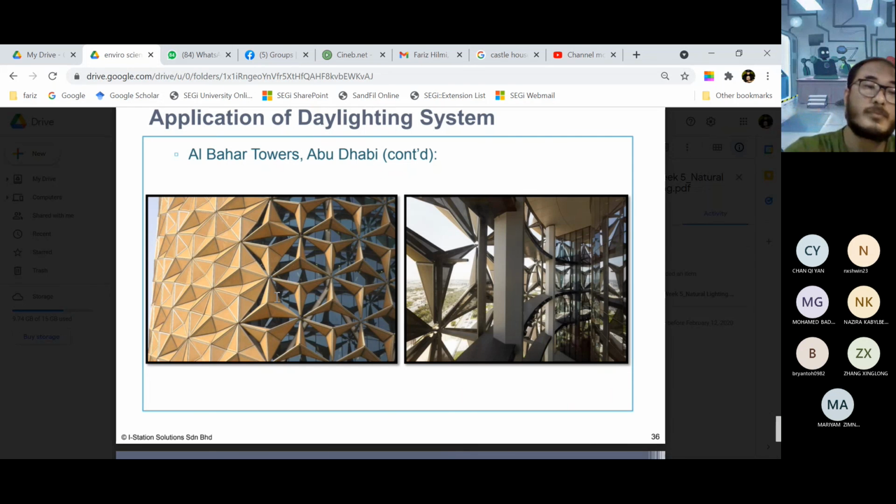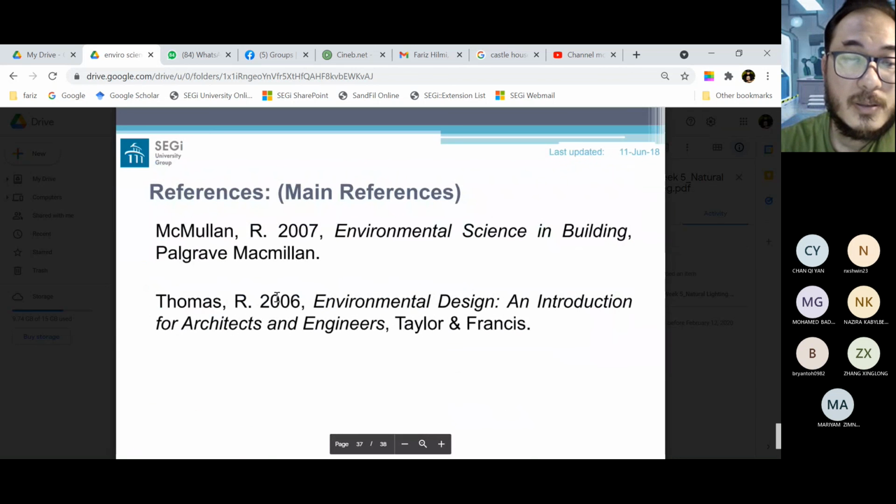This facade is actually alive. They can close and open whenever it is needed. If it is too hot, then it is closed. If nothing happens, then they can open the daylight system. It is helping a lot of buildings.